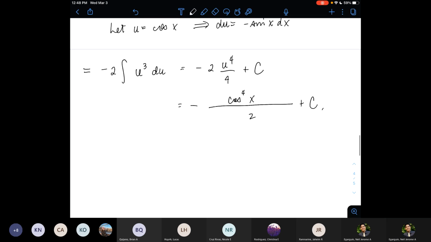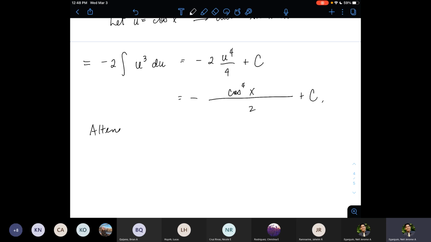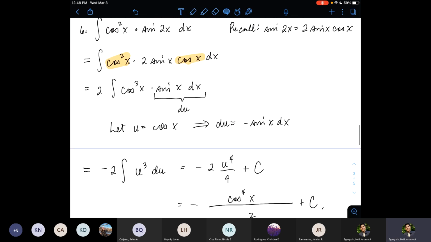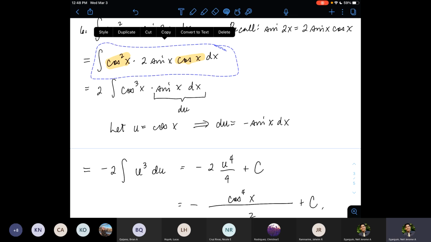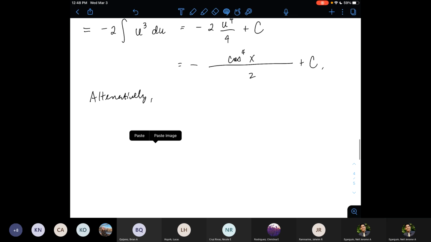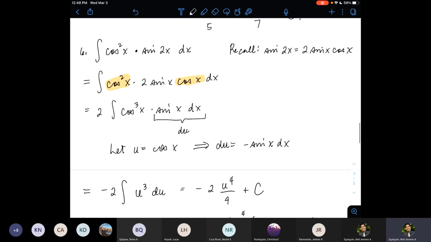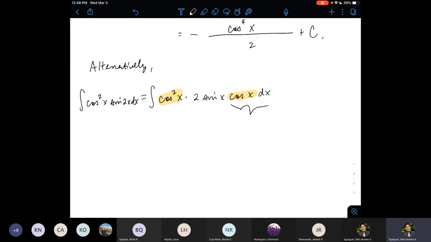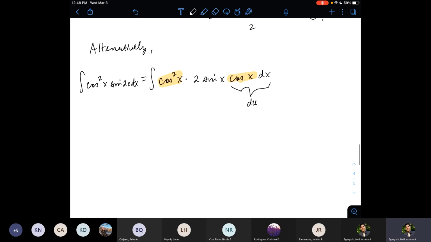All right. But again, alternatively, you could have chosen to work with this one. Because this is the same as our original problem of integrating, what was the original problem? Cosine squared x, sine of 2x dx, right? So I could have reserved this to be my du, okay? And then the remaining even power will be written as 1 minus sine squared x.